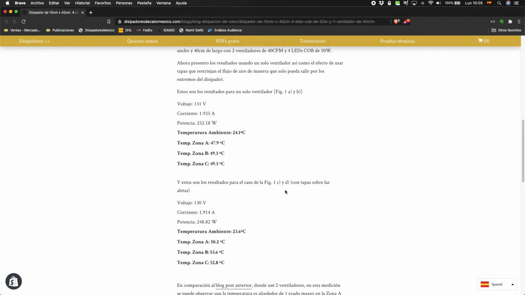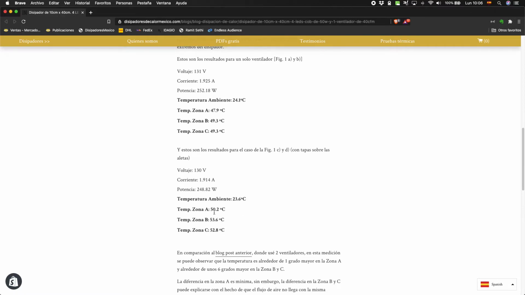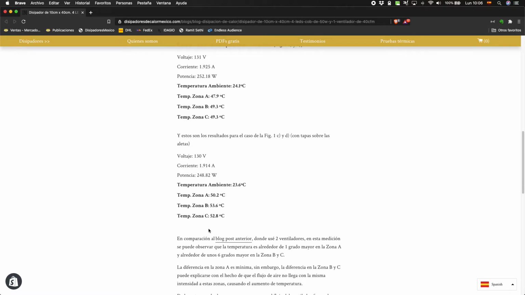Given these results, I made the hypothesis that perhaps restricting the flow in order to cause it to flow through all the length of the heatsink would make this temperature lower. These are the measurements that I got from that experiment by putting the cardboard over the fins. There is a cardboard here and another one on the other side of the fan. These are the results, and as can be seen, there is an increase in temperature.